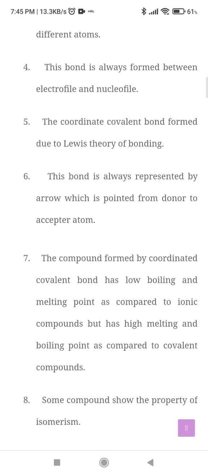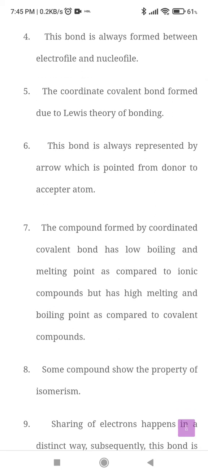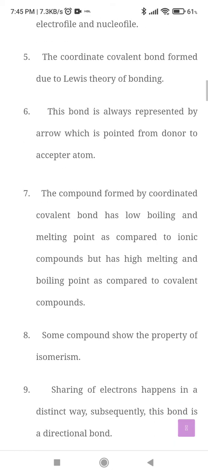Coordinate covalent bond is formed due to Lewis theory of bonding. We can say that coordinate covalent bond follows Lewis theory of bonding. This bond is always represented by an arrow. The arrowhead points from donor to acceptor. This shows that the donor donates its lone pair or extra electrons to an electron deficient atom.